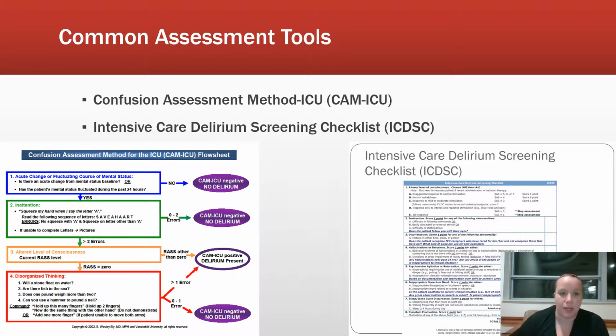So I think the CAM assessment is a very good assessment for the ICU just because, like I said, you can use it over all types of patients, even if they're not able to speak.